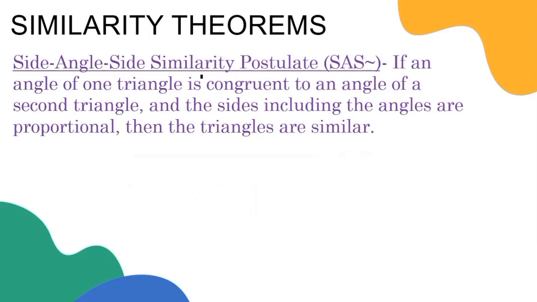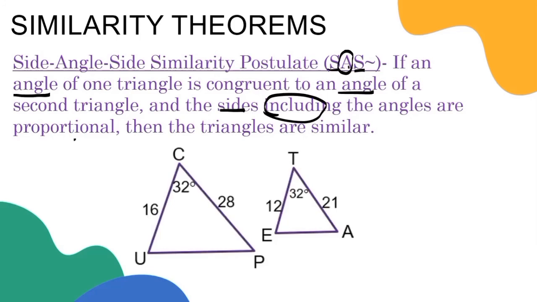If an angle of one triangle is congruent to an angle of a second triangle, and the sides including the angles are proportional, then the triangles are similar. The angle must be found between the two sides. That is why it is called SAS. In this case, we can consider that CUP is similar to TEA.